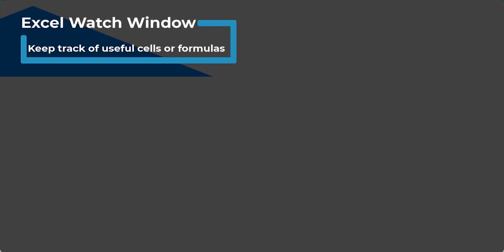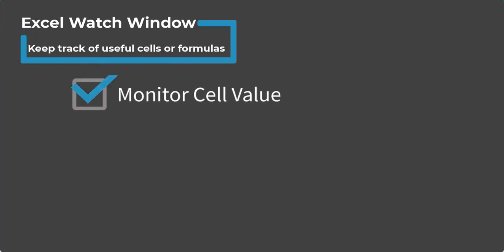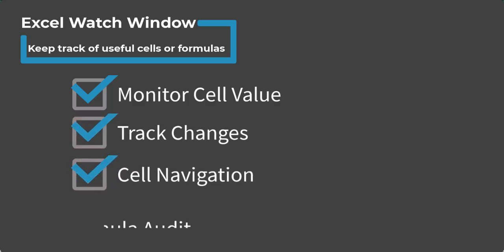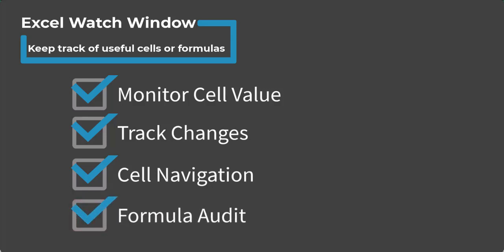Today we are going to learn one of the impressive tools available in Microsoft Excel. This tool is used to monitor the value of a particular cell in your workbook, even from different workbooks. Track changes in a particular cell, navigate to cells just by the click of a button, and perform an audit of your Excel formula. This impressive tool is known as Watch Window. So let's start the video and learn more about it.